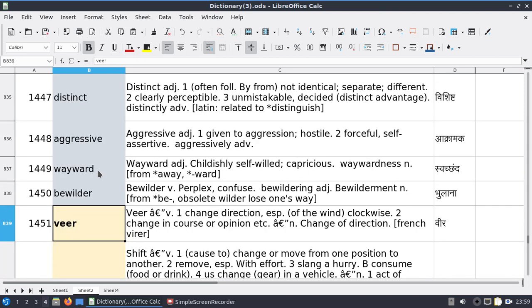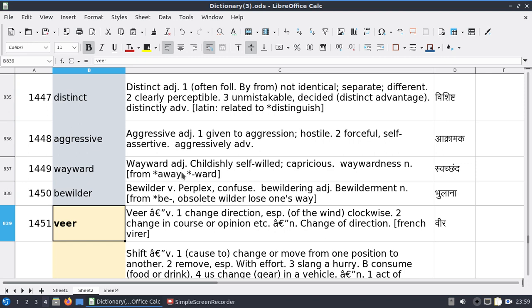Veer. Veer is changing direction. The bus veered onto the wrong side of the road. That means the bus has probably hit the margin. Right, it has gone on the wrong side. Veer is not just physical; it need not be literal. It can be figurative also. Change in course of opinion, change in direction, etc.